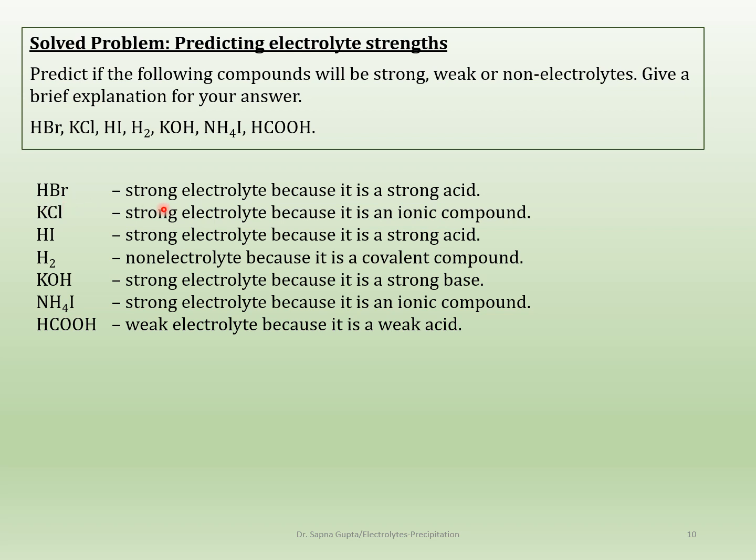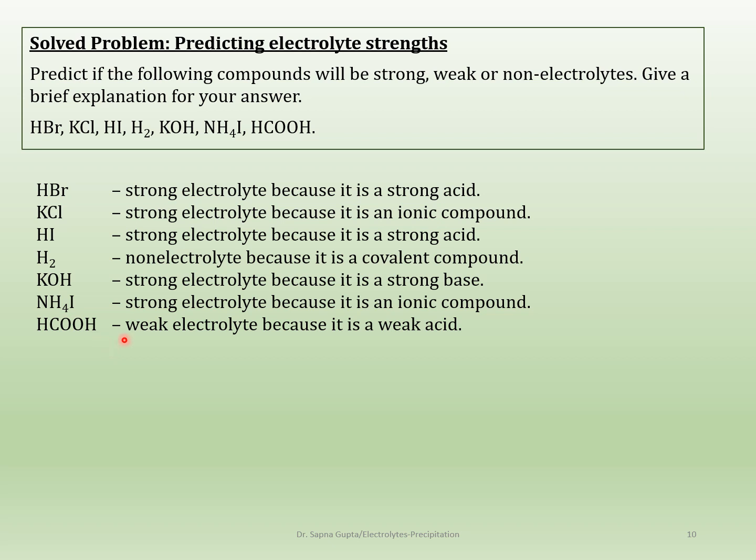So what is HBr? HBr is going to be a strong electrolyte because it's an acid. Okay, KCl is going to be a strong electrolyte because it's an ionic substance. HI is hydroiodic acid, so that's going to be a strong electrolyte. Hydrogen, no, because hydrogen is a covalent compound, so non-electrolyte, right? So the KOH is a strong base. Yes, it's going to be an electrolyte. Okay, and then NH4I, which is ammonium iodide, that's going to be a good electrolyte as well. And then HCOH is a weak electrolyte because it's a weak acid.